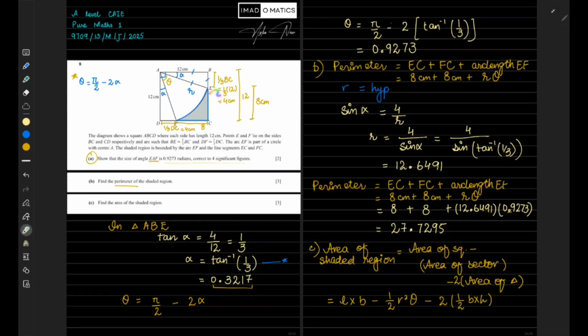And then for the perimeter, these two lengths were 8 because this much was 4. So 12 minus 4 was 8 centimeter. And this arc length. So for arc length, we have the formula r theta. We didn't have r, so we used again the basic trigonometry on this triangle to find the r, that is the hypotenuse of the triangle. And we just followed it with the values to get the perimeter. Now part C said area of the shaded region. So for area, we found the area of the whole square and we subtracted two triangles and this sector out of it. So we were left with this part. This is all of your working of your question number 8.